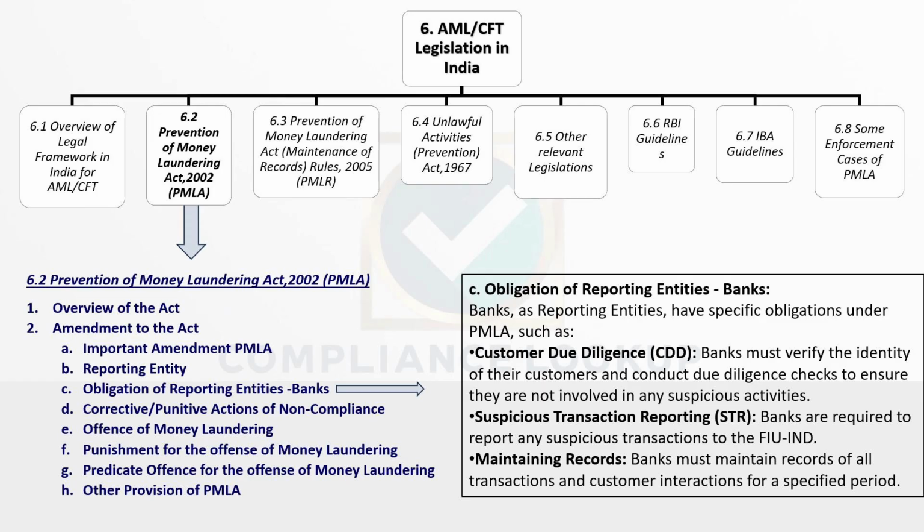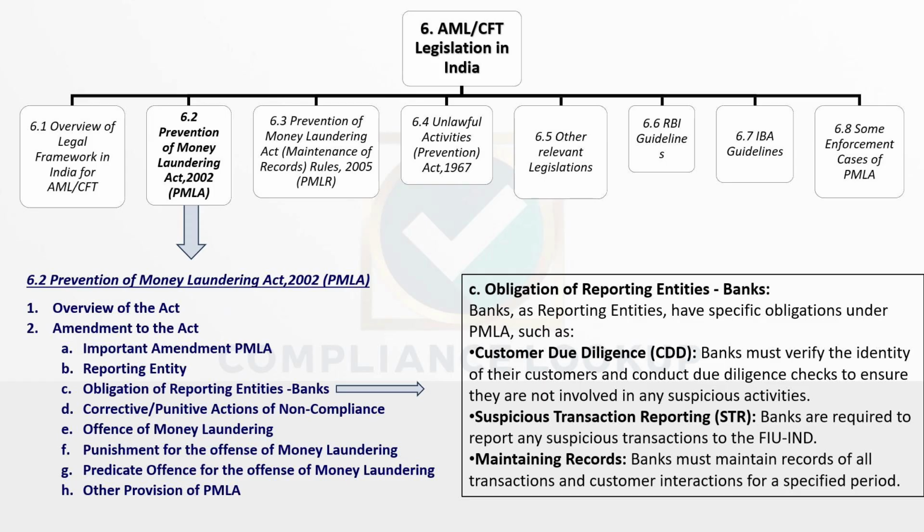Banks, as reporting entities, have specific obligations under PMLA to help prevent and detect money laundering activities. 1. Customer due diligence (CDD). Banks are required to verify the identity of their customers and ensure they are not engaging in illegal activities. This includes collecting details such as Aadhaar, PAN, and conducting background checks. Example: when opening a bank account, the bank verifies the customer's identity and source of funds to ensure they are not proceeds of crime.